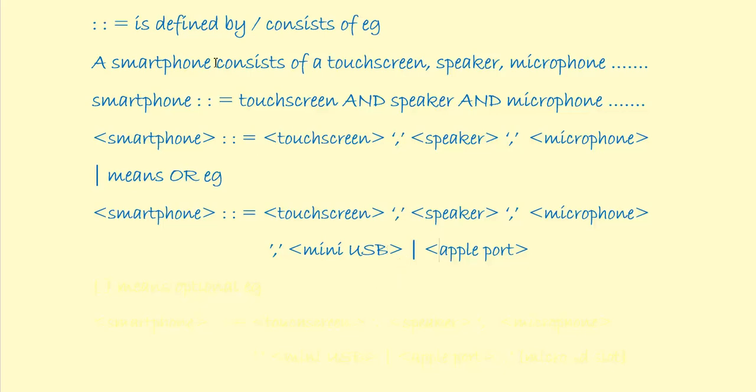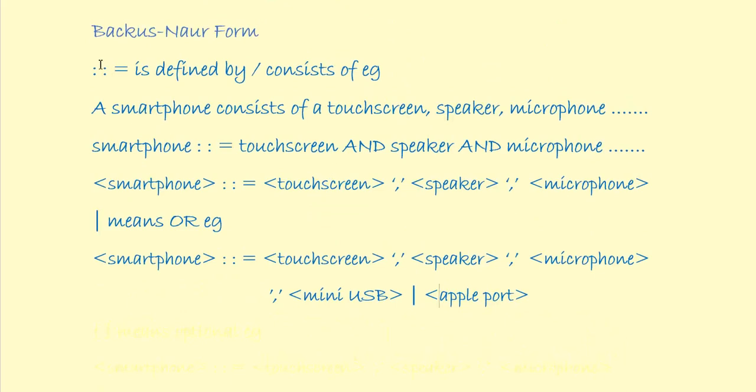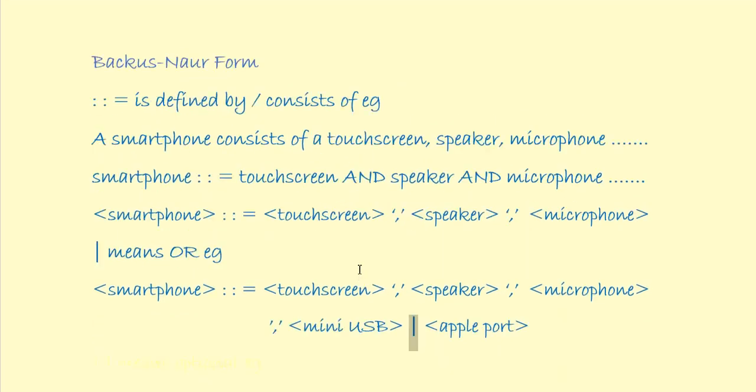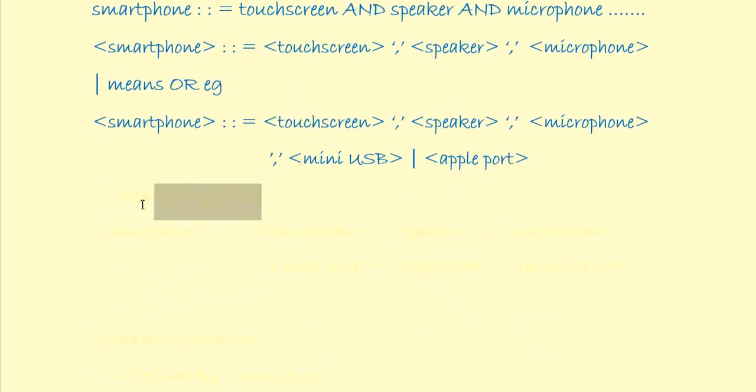So we now have three symbols: the "is defined by" symbol, the includes the element symbol, and the OR symbol. Let's see what further we need. In some cases a smartphone might have some optional items. Now to define an optional item we use the curly brackets or the braces. Let's see how that works in practice.